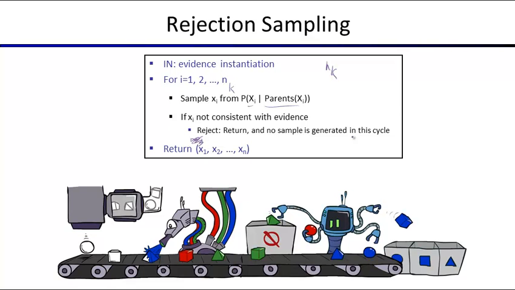If you have, let's say, 10 variables with evidence, you have a very low chance of getting a sample out with rejection sampling once you have a lot of evidence.